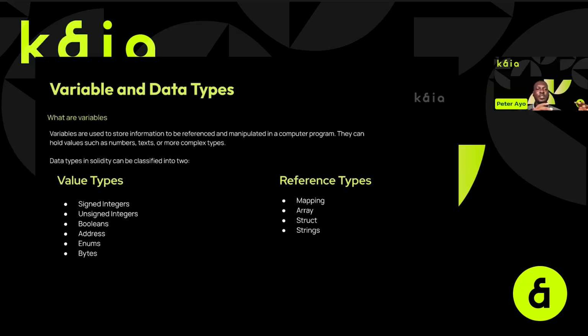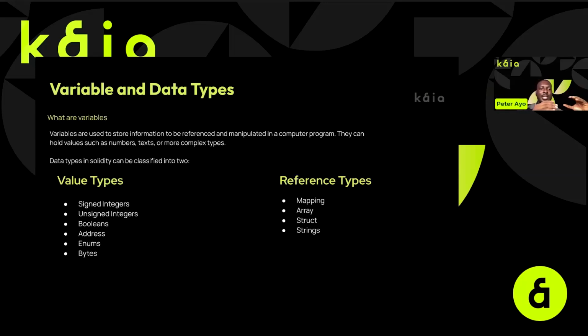Now, this is the simple definition of a variable. A variable is used to store information that can be referenced and can be manipulated in a computer program. They can hold several values such as numbers, text, or whatever complex types. Now, data types in Solidity can be classified into two. So we'll be going into the various data types that we're working with, especially in Solidity. We'll be looking at the primitive data types and also the complex data types, basically value types and also reference types.